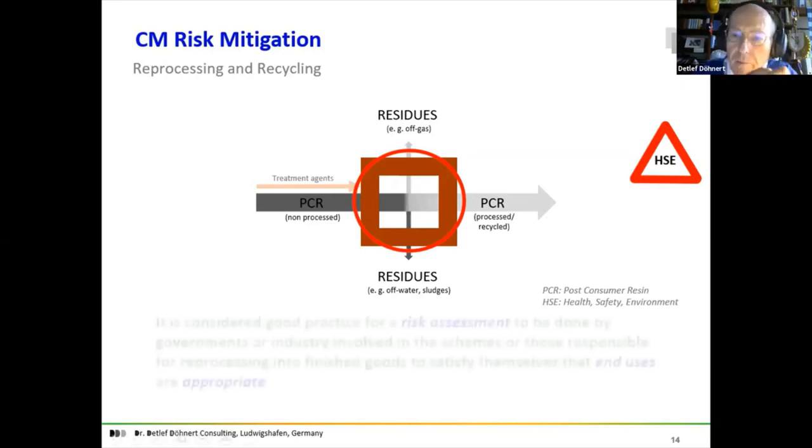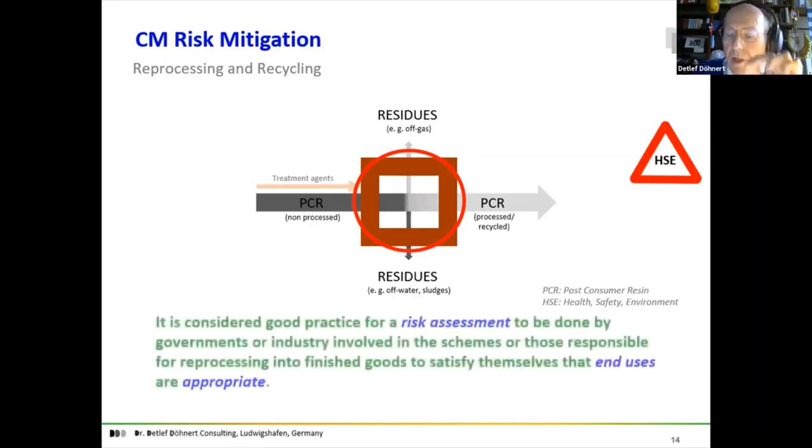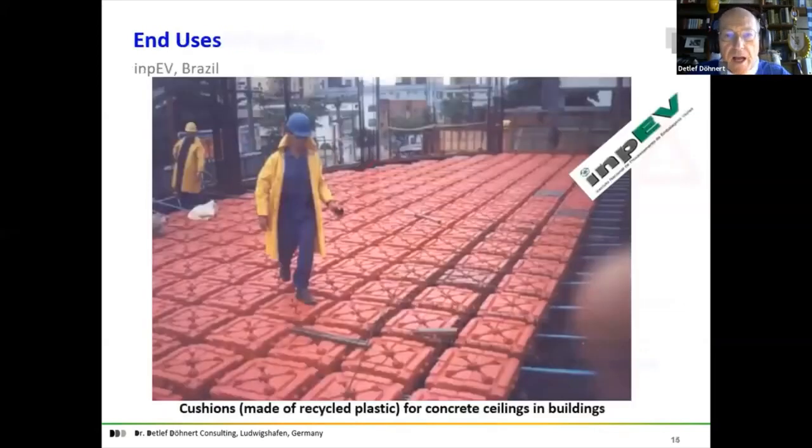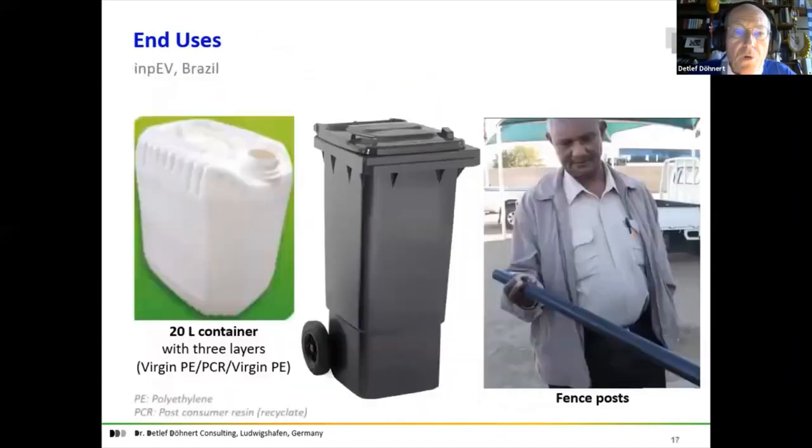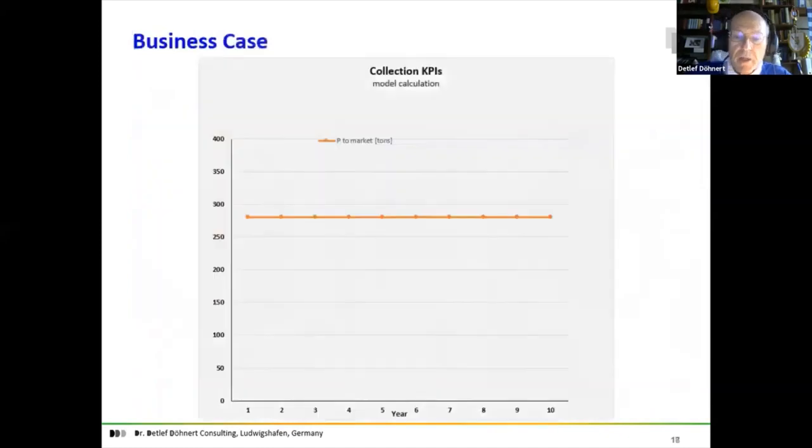And Andrew already pointed that out, that the material recycling of that plastic has dedicated end users. And that is also well described in the catalog. It looks complicated, but there are end use options available. You see that in drainage tiles, in new containers, fence posts, and so on.